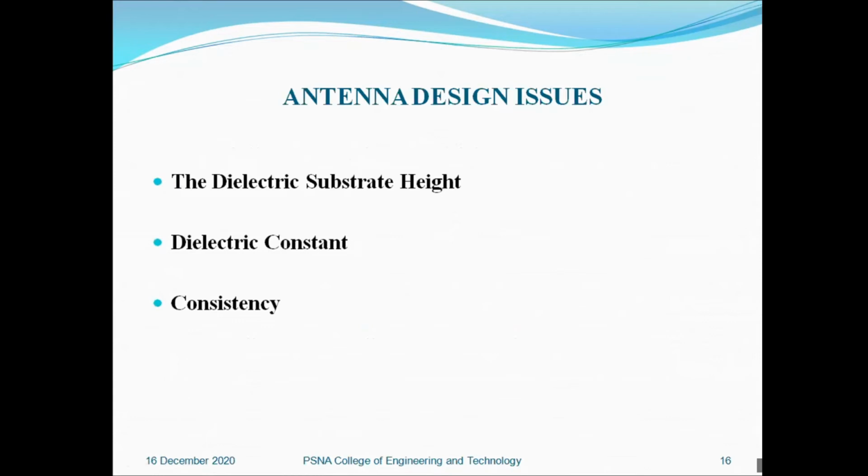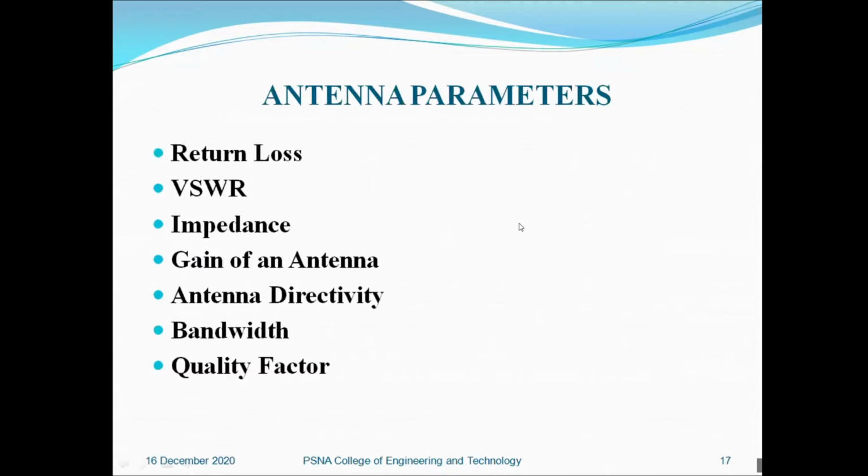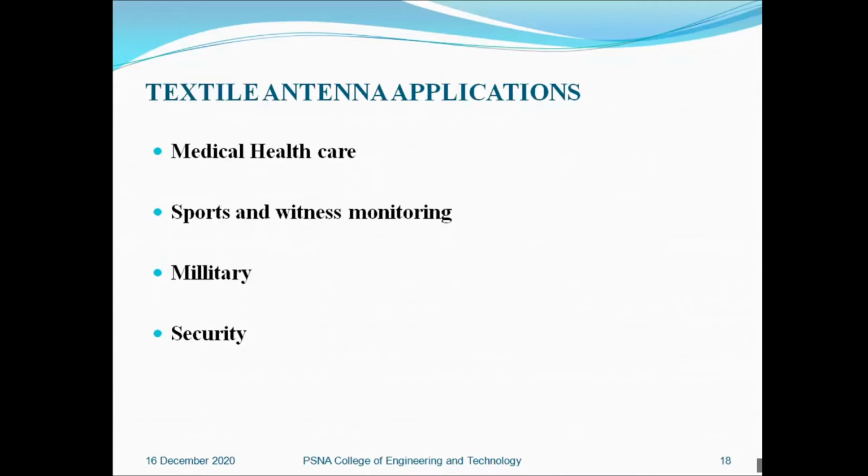What are all the design issues? The calculation of the dielectric material value and the selection of the height. Textile material has its own thickness, and 0.6 millimeter to 0.8 millimeter thickness is suitable for the dielectric material. First we have to select these materials, then the antenna parameters we must calculate are return loss, VSWR or voltage standing wave ratio, impedance, gain, directivity, bandwidth, and the quality factor.